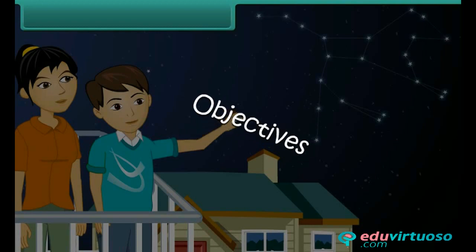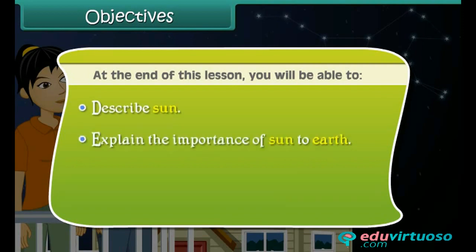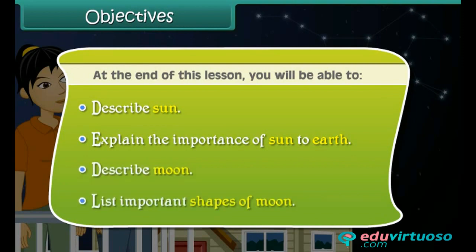Objectives. At the end of this lesson, you'll be able to describe sun, explain the importance of sun to earth, describe moon, and list important shapes of moon.